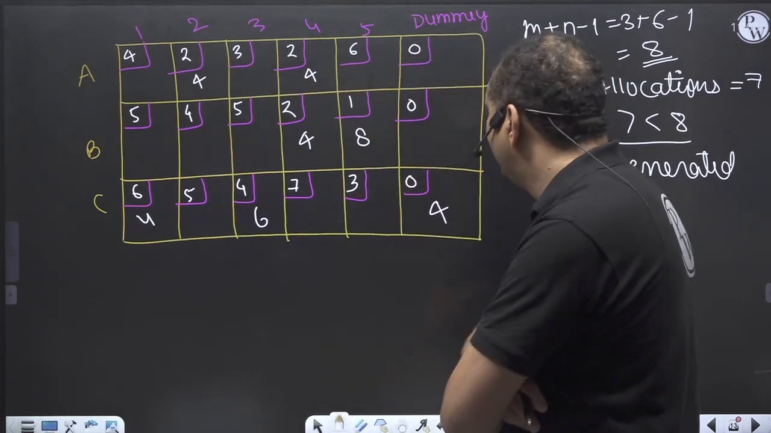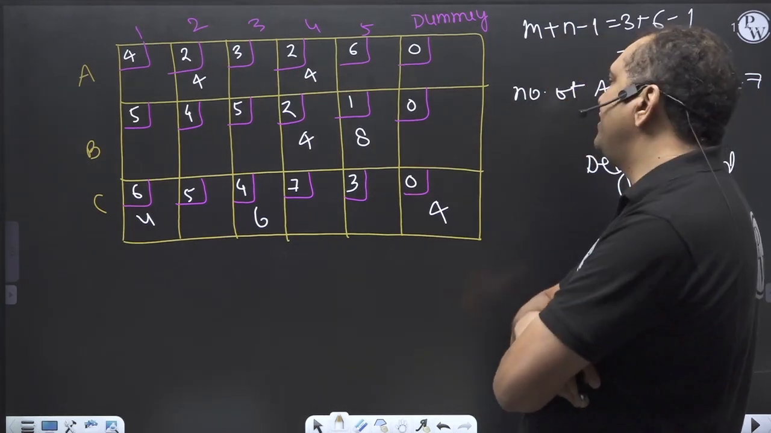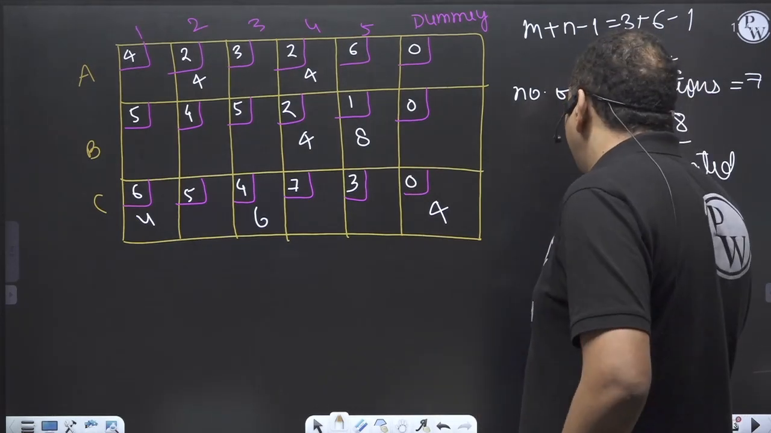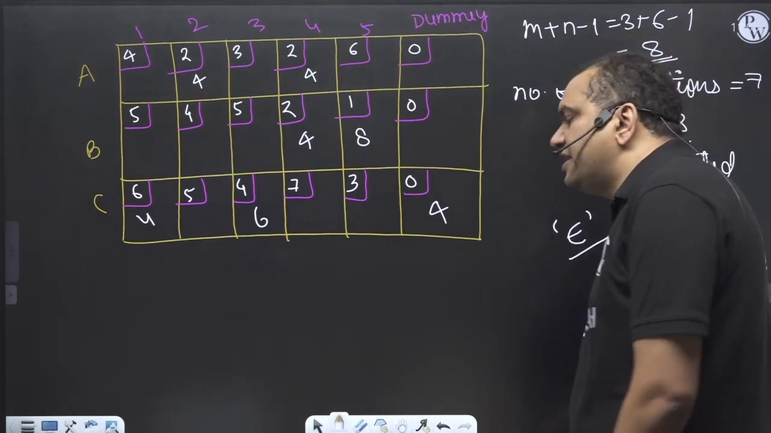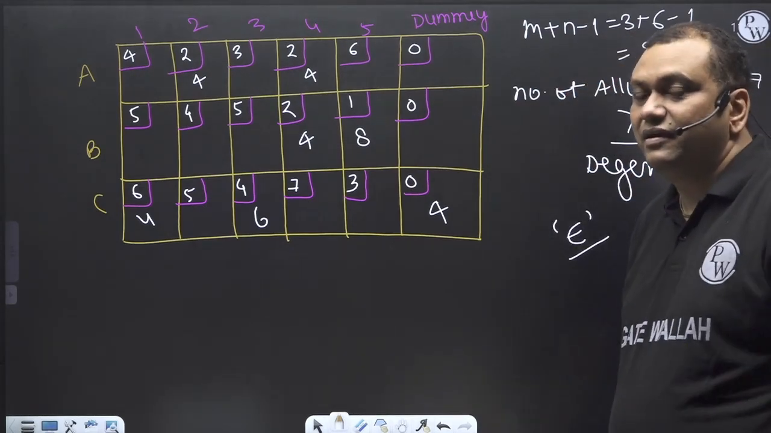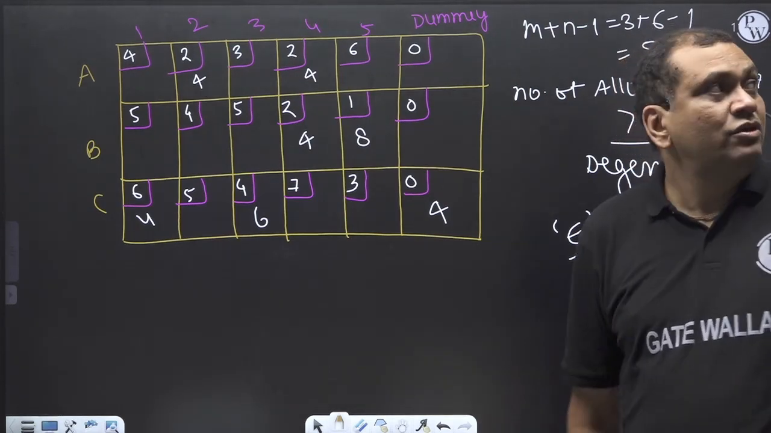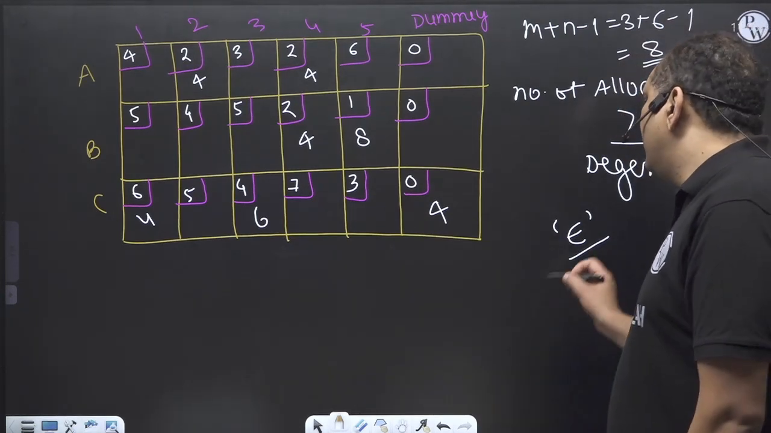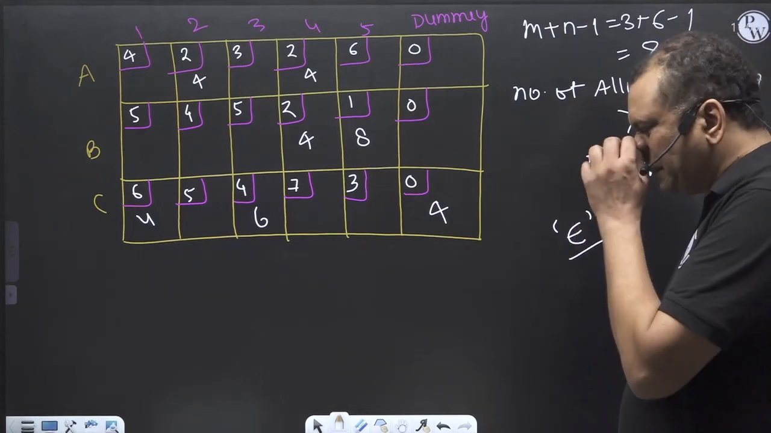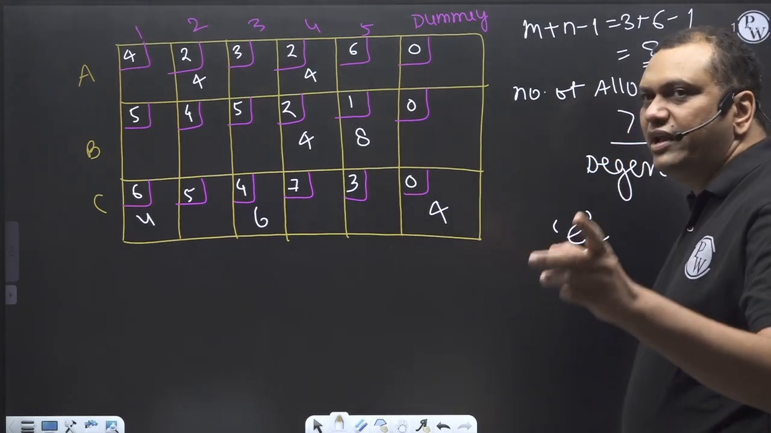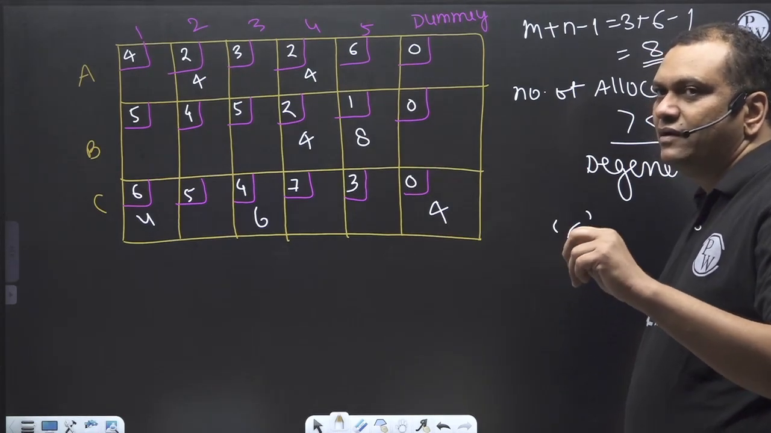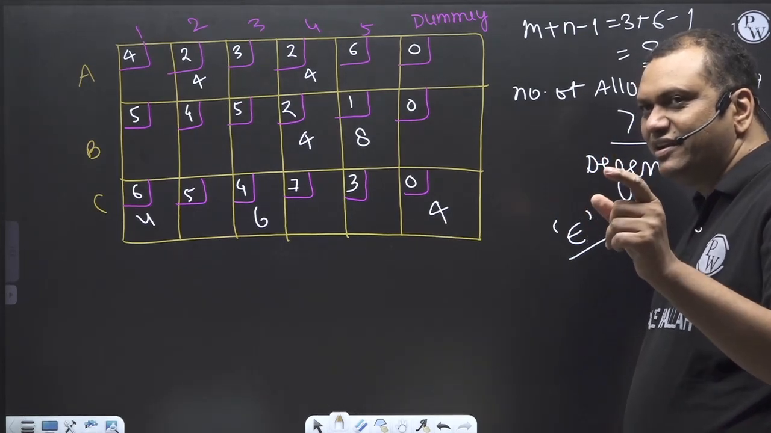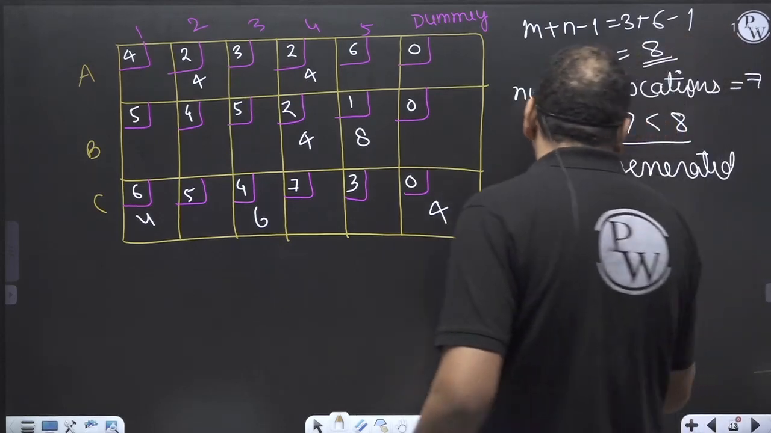So, to remove degeneracy, now here very, very carefully, I allocate one insignificant number epsilon. I hope everybody is hearing very, very carefully. To remove degeneracy, I will allocate one insignificant number epsilon to a non-occupying cell having minimum transportation cost.